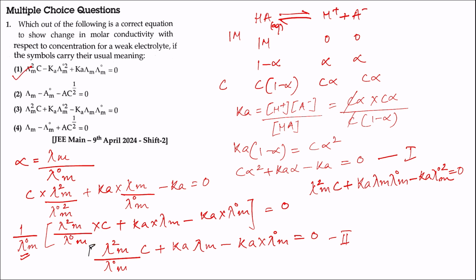This equation 2 is multiplied on both sides by lambda naught m. Then we get this final equation.